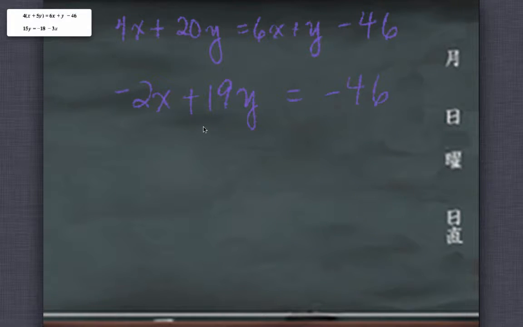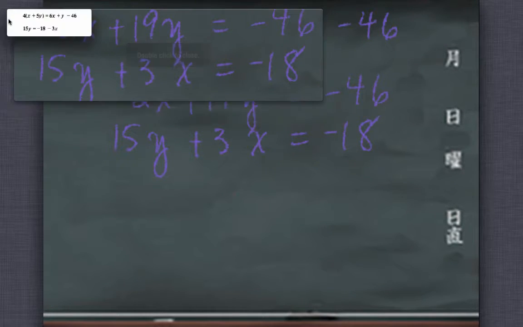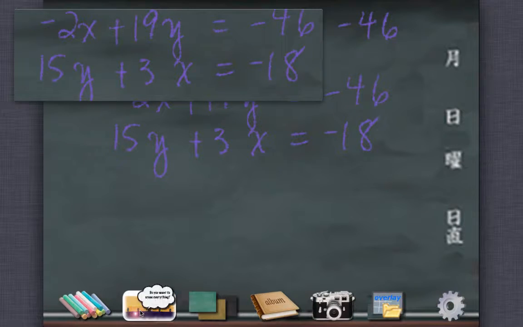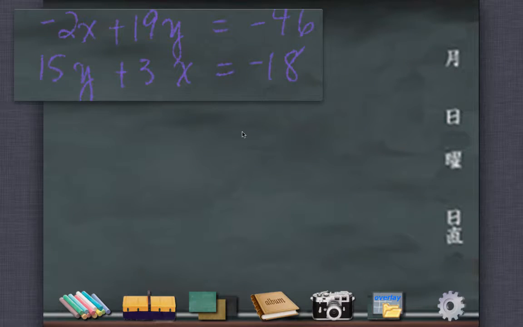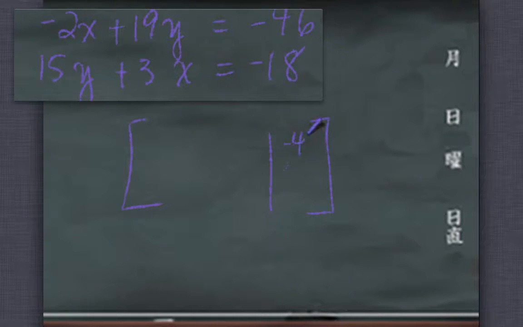This one, 15y plus 3x equals -18. So these are my rewritten lines. So that the numbers are on one side, I need an augmented matrix. So I'll have -46 and -18 over here. Minus 2x's, 19y's. This is out of order. I have 3x's and I have 15y's. So I just write it in the correct order.